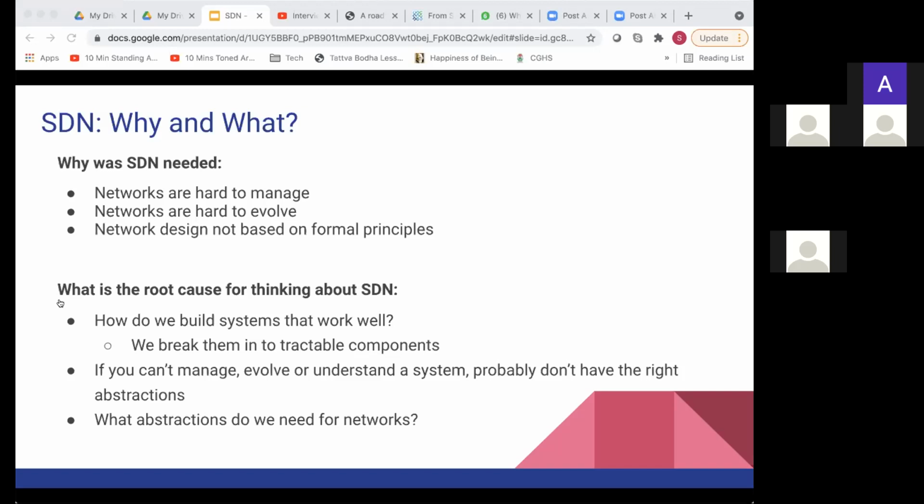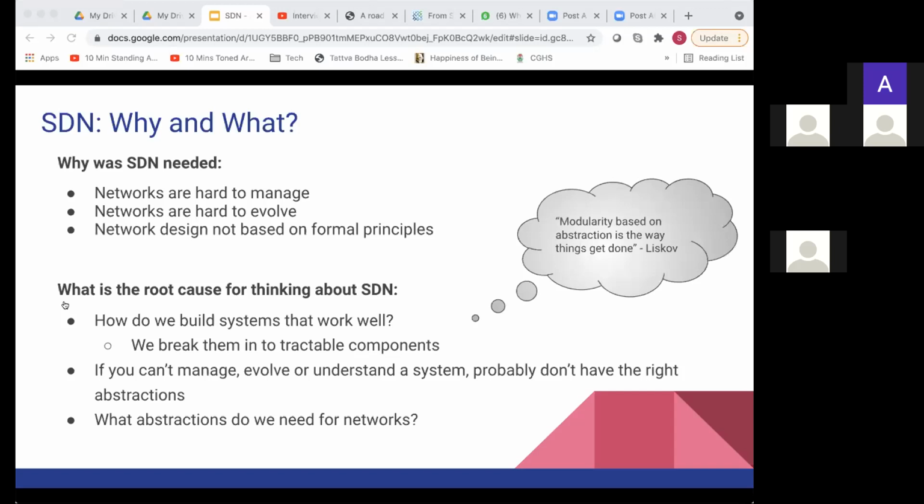So the little bubble, which I think should come. Okay, so this person called Barbara Liskov created this principle called the substitution principle. This is the basis of Java, right? Basically, it's saying the superclasses should be able to use all the methods of the subclasses, right? That is the concept of abstraction, right? She made this famous quote saying modularity based on abstraction is the only way to get things done, right?